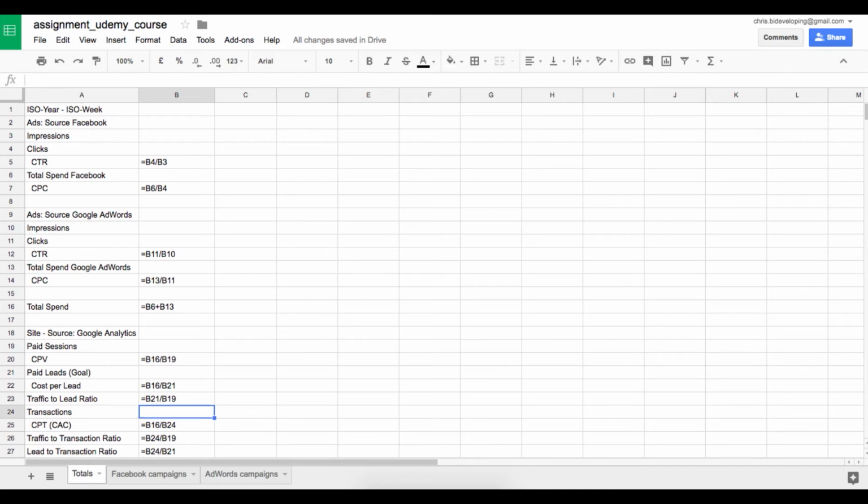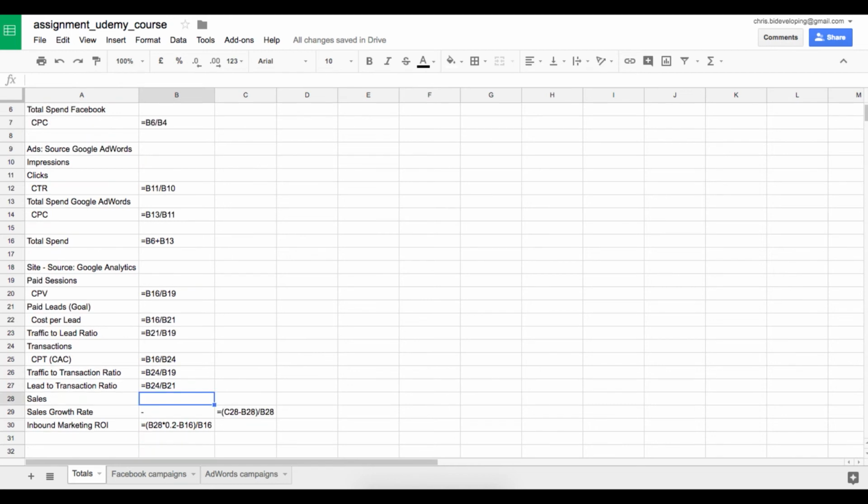We also collect the number of transactions or sales. Then we can calculate the cost per transaction, or more broadly, the customer acquisition costs, or CAC. We can then also get the ratio of traffic to transaction and lead to transaction. With these numbers, you can later create a funnel to see where you lose your potential customers.